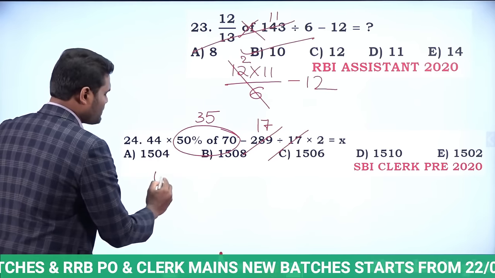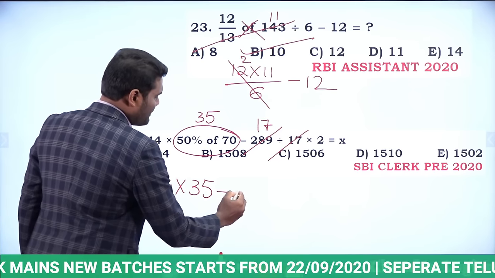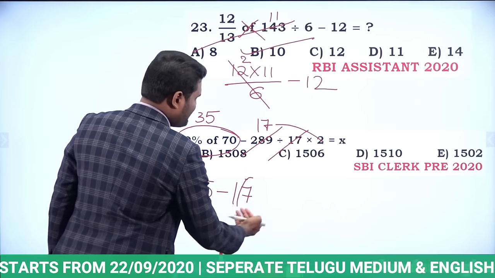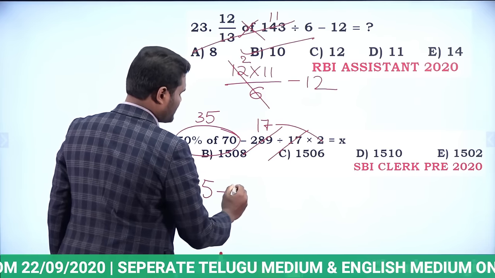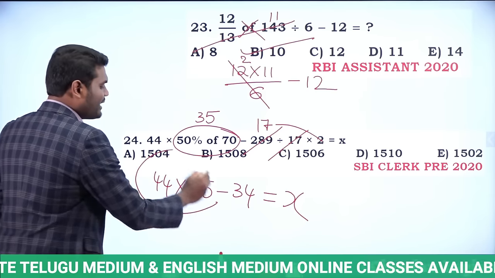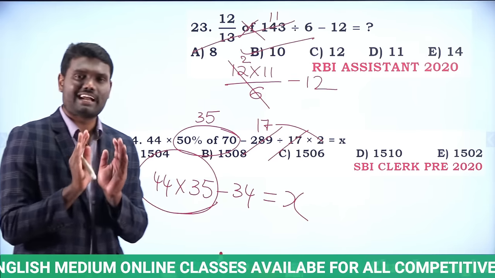Now if you simplify this one, this will be 44 into 35 minus 17 into 2. Why? Because 17 into 2 will be 34, is equal to x. Now look here, don't worry about how much 44 into 35 is. Don't do the calculation. Always try to be smart.